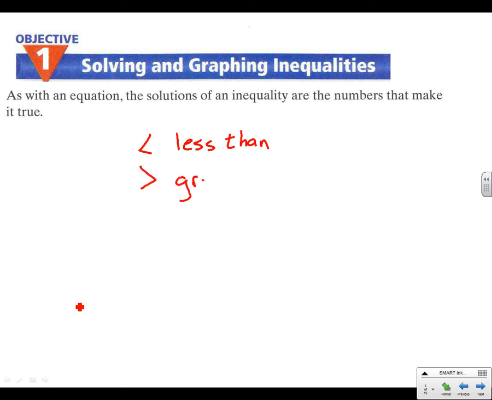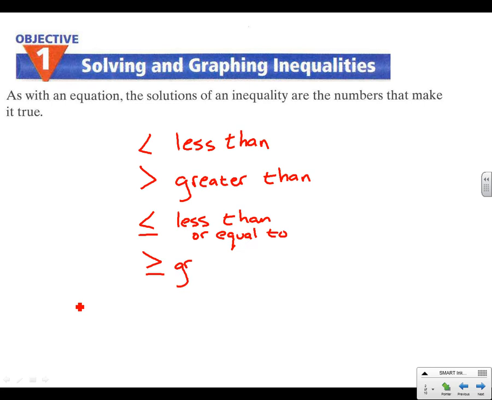greater than, and then we've got less than or equal to and greater than or equal to. So this is less than or equal to, and this is greater than or equal to.